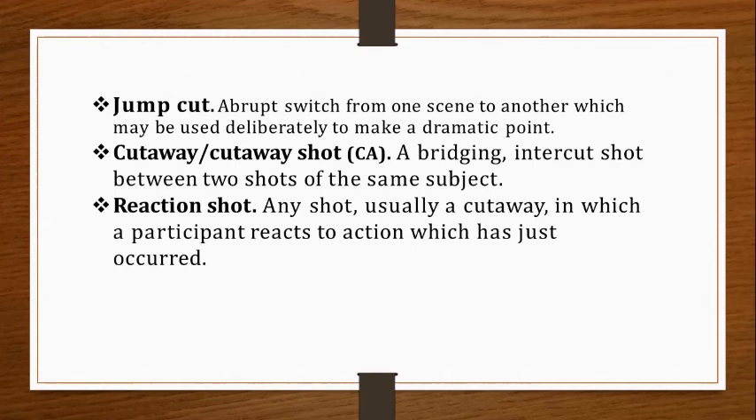Next is the cutaway. Basically, a cutaway is the interruption of continuously filmed action by inserting a shot of something else. Usually, you then cut back to the first shot. It can be done with the same screen, cutting to another screen, or even as one continuous shot as the camera pans across to someone else. Next one is the reaction shot, in which a particular participant reacts to action which has just occurred.